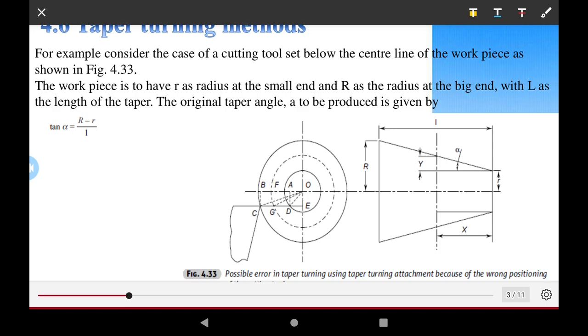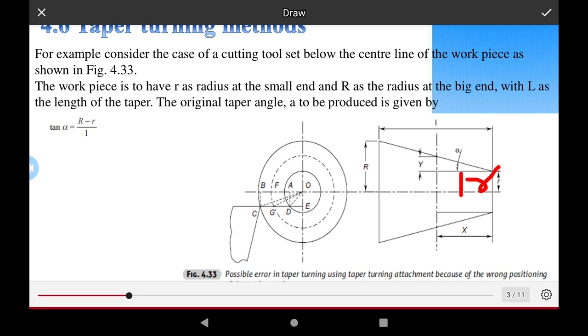This is the length L, and this is the small r value. Capital R minus small r upon L is the formula. This is a very easy formula to learn. Small r is the radius of the small end of the workpiece, R is the radius of the big, external diameter of the workpiece, and L is the length of the workpiece.